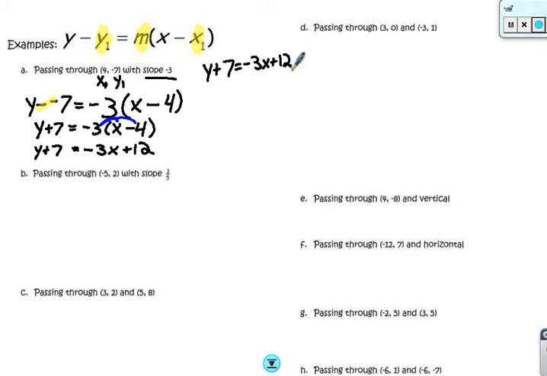So next thing we need to do is get y by itself. So that means I need to move this 7. So to do that, I'm going to do the opposite of addition and subtract by 7. So I know, well, I can't subtract 7 from 3x because my 7 does not have an x. So I'm going to subtract it from the 12. So I have y equals -3x plus 5. So then, if you look, we have our y by itself, and it is in y equals mx plus b form. So this would be our final answer.